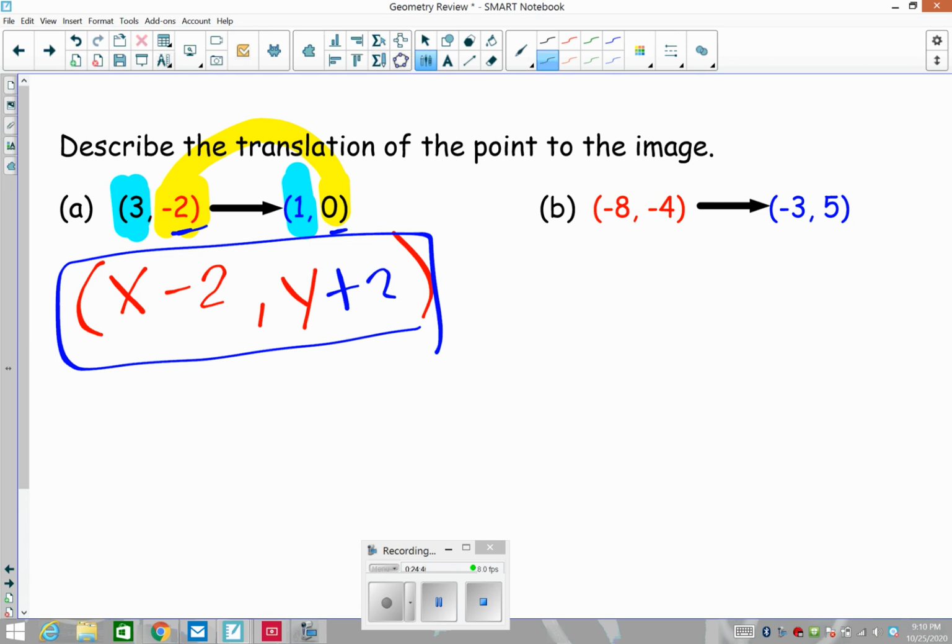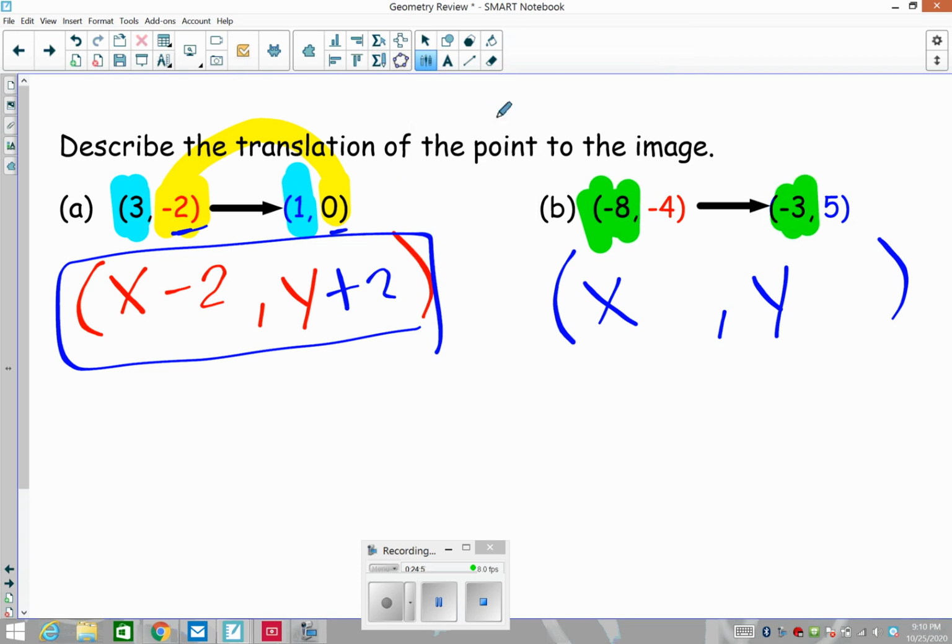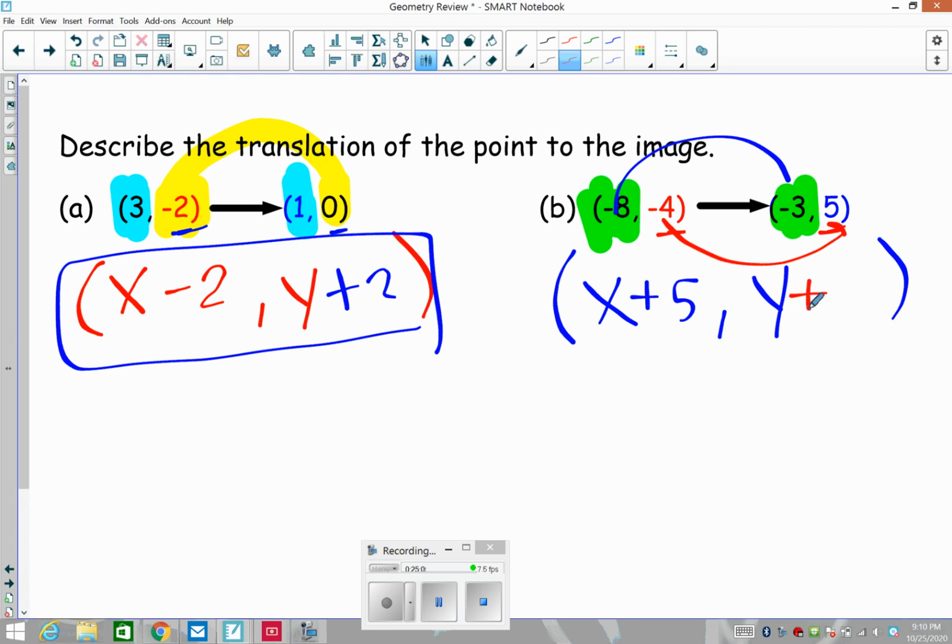I lost my pen. All right, here we go. X, Y. What's the translation? Start with the X. When we translate the X, we go from -8 to -3. Are we getting bigger or smaller? You should be thinking bigger. We're getting out of the hole here. How much did we grow? 5. Let's take a look at the y's. We're at -4. We go to +5. Do we get bigger or smaller? You should be saying bigger. How much do we grow? 9. So there is the translation of your xy coordinate.